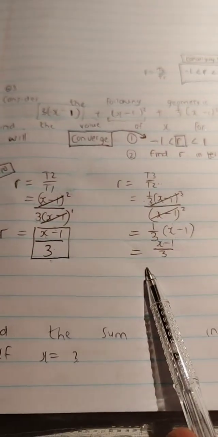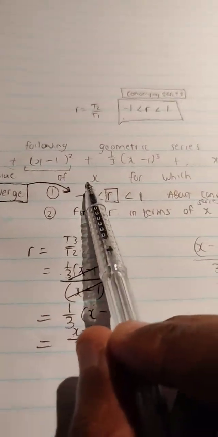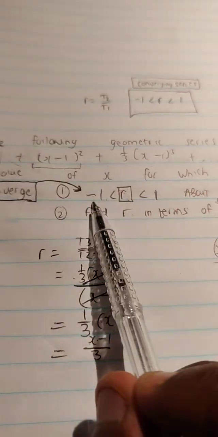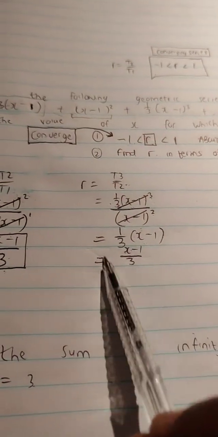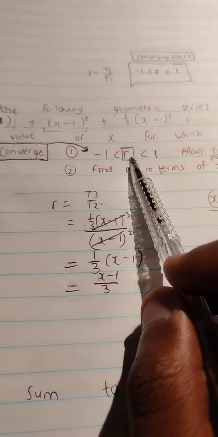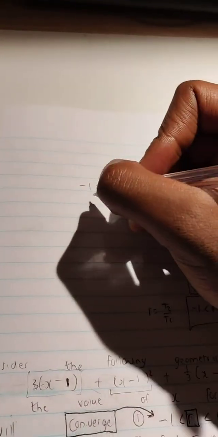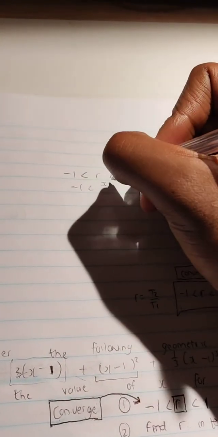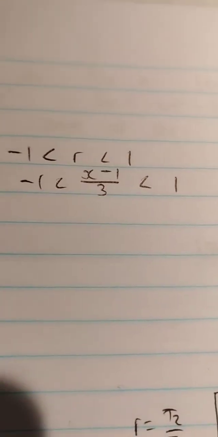Okay, but remember, we were not wanting to just find r in terms of x. Once we have that, now we can go back to the condition of a converging series and substitute the r value in the place of r. And I'm going to show you how you do that. So now you have -1 less than r less than +1, so -1 less than (x minus 1) over 3 less than 1. So now we are going to solve for x.